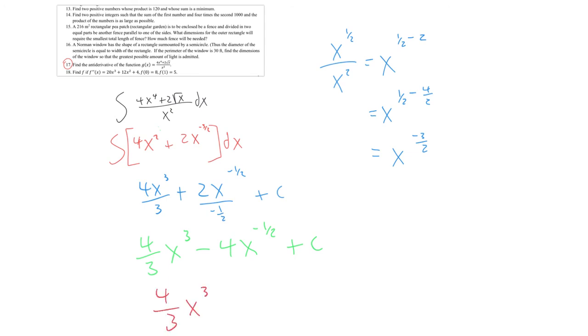And then at that point, I think we are ready to say that the antiderivative is 4 over 3x cubed minus 4 over the square root of x plus c. Now, I've noticed most professors do not mind if the radical is in the denominator in the final answer of an antiderivative. So this is the answer.